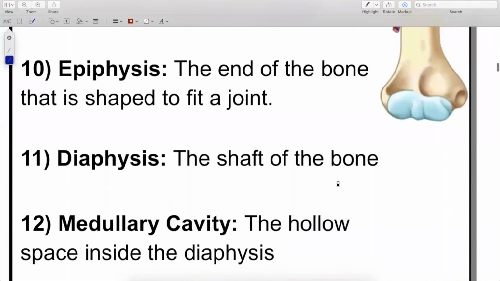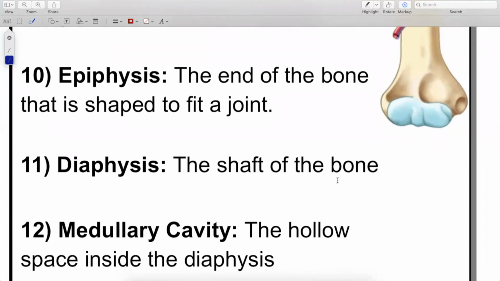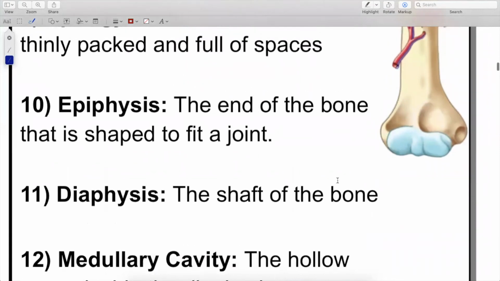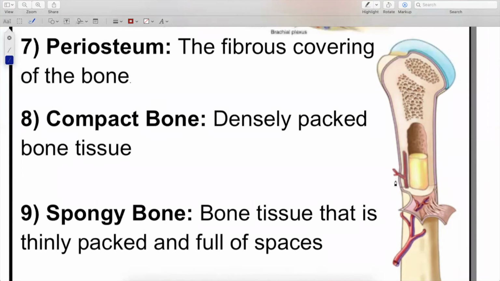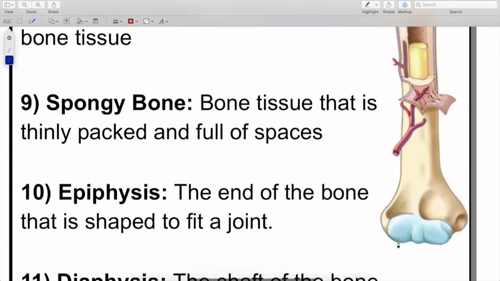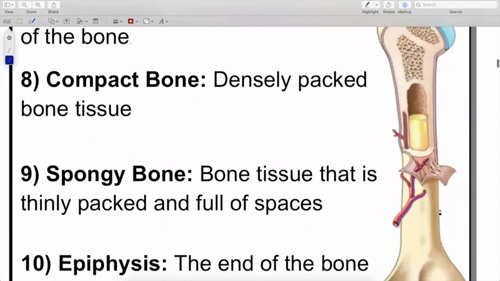Diaphysis, the shaft of a bone. Again, this is not a physical structure. It is a location. It is the shaft in between the two epiphyses. So this whole area that includes the compact bone here, and there is spongy bone inside here, and the bone marrow right here, and the blood vessels here, this whole area is the diaphysis. So each endochondral bone is going to have two epiphyses and one diaphysis.